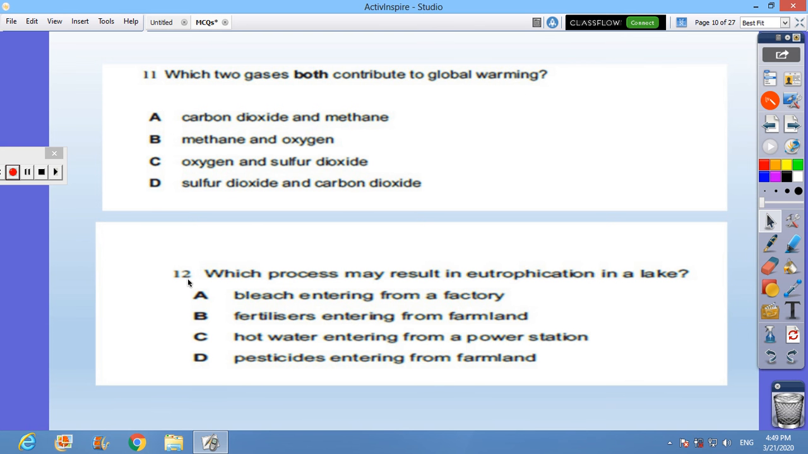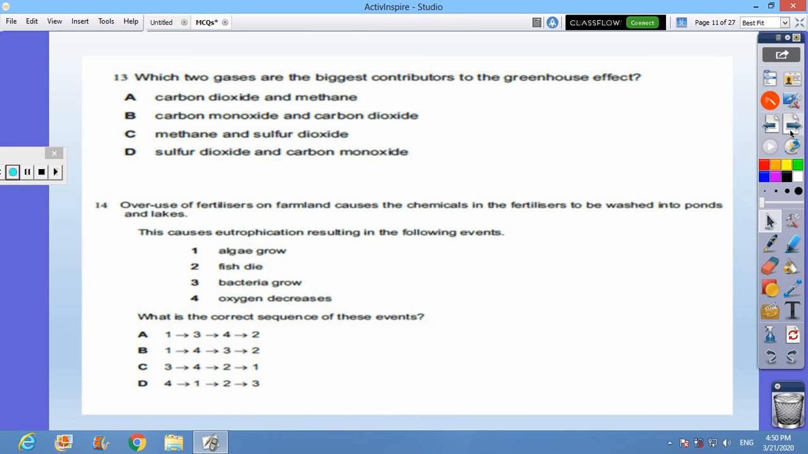Question 12. Which process may result in eutrophication in the lake? Fertilizers entering from farmland. Correct. 13. Which two gases are the biggest contributors to the greenhouse effect? Again, they are carbon dioxide and methane gas. A.